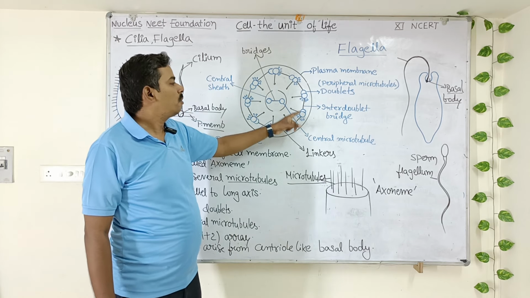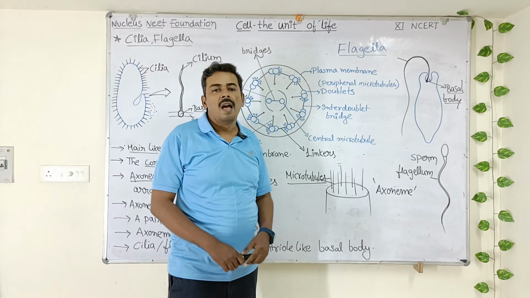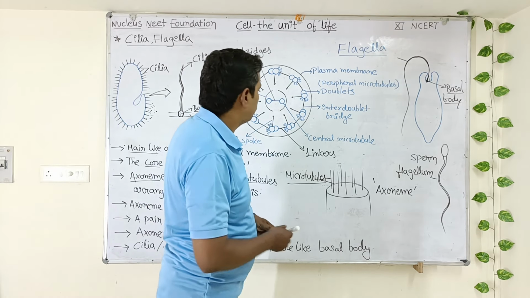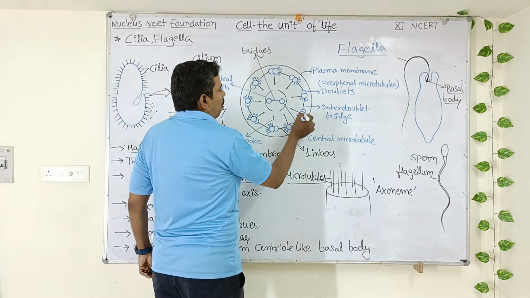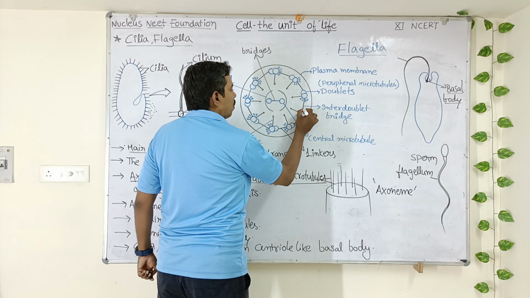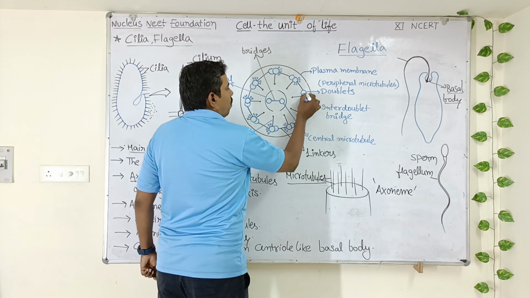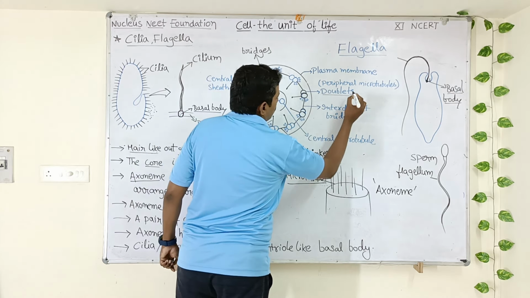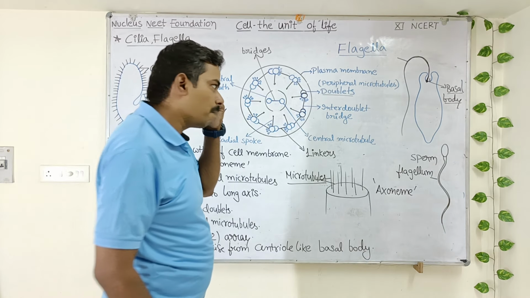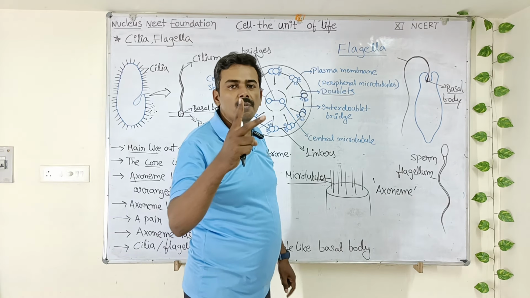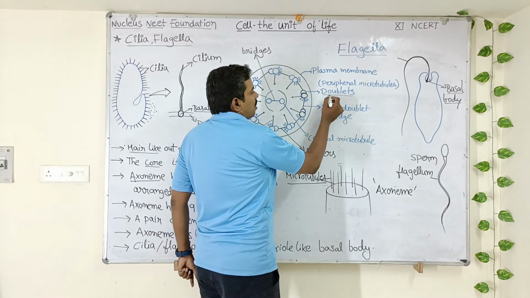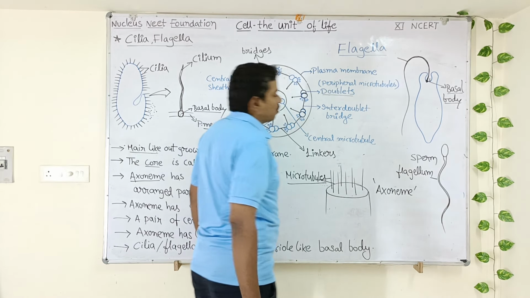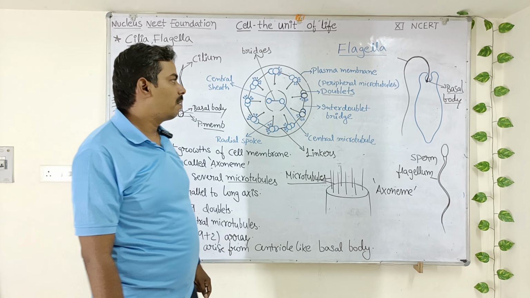These are called microtubules. What are they called? Microtubules. All these structures are microtubules. Here is one microtubule, and attached to that there is one more microtubule. Two microtubules, when they combine, form a doublet. The combination of two microtubules forms a doublet. These doublets are called peripheral microtubules.